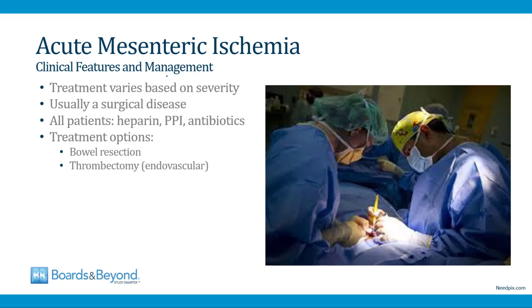The treatment of mesenteric ischemia varies based on disease severity. Usually it's a surgical disease that requires an operation. In general, all patients are given heparin to prevent formation of further clot. Patients are usually given a proton pump inhibitor to limit acid going into the small intestine, and antibiotics are usually administered to decrease the chance that bacteria will gain entry into the bloodstream or the peritoneal cavity. Beyond these things, treatment options include resecting the ischemic portion of bowel, or in some cases a thrombectomy can be performed.